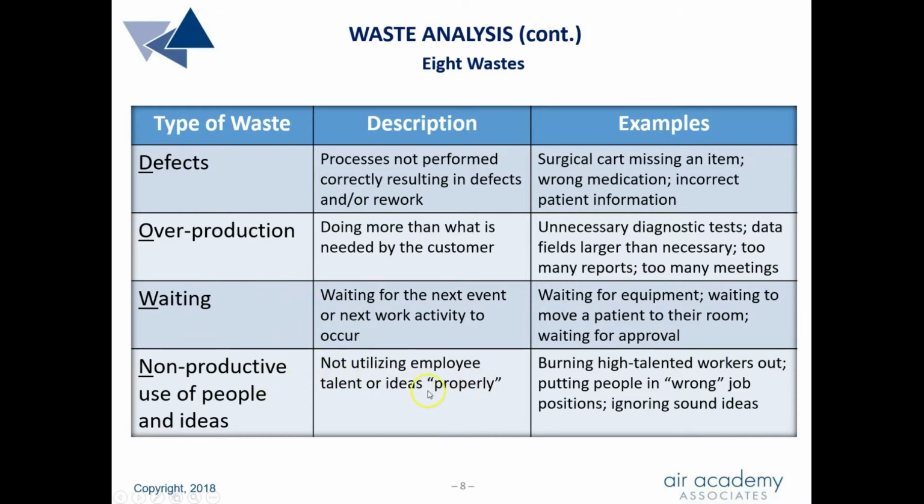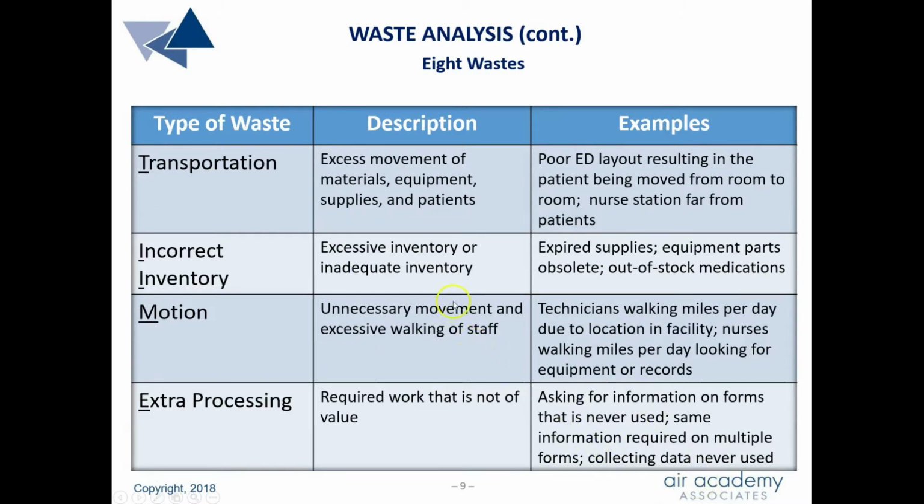Non-productive use of people and ideas. In other words, not utilizing employees or staff talent or ideas properly. Continuing, transportation: excessive movement of materials, equipment, and supplies. That takes time. Things can get broken. Things can get lost. Inventory: excessive inventory or inadequate inventory. Motion: unnecessary movement and the excessive walking of staff. Lastly, extra processing: required work that is not of value.